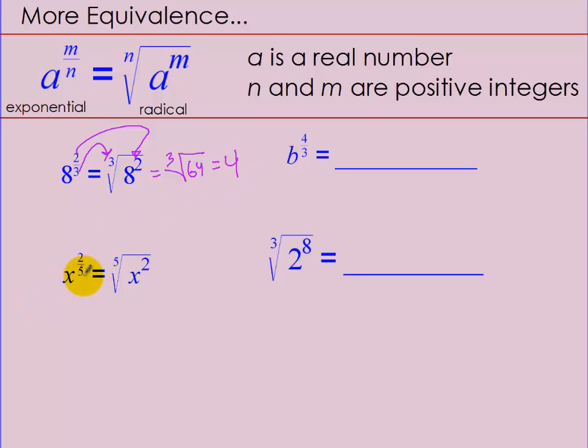This next one here, x to the 2/5 power, that 5 is the index of the root, and then you're going to write it as the fifth root of x. Since the numerator is 2, it's going to be x squared. This one, b to the 4/3 power, I can write as the cube root of b to the 4th power. And the next one, if I want to rewrite this into exponential form, I can write this as 2 to the 8, because that'll be the numerator, and the denominator of the exponent will be this 3. So 2 to the 8/3 power.